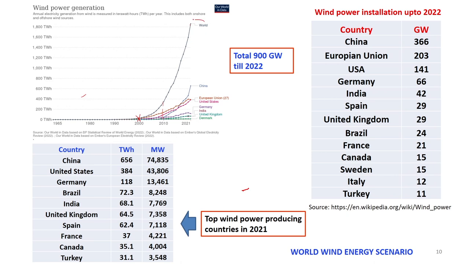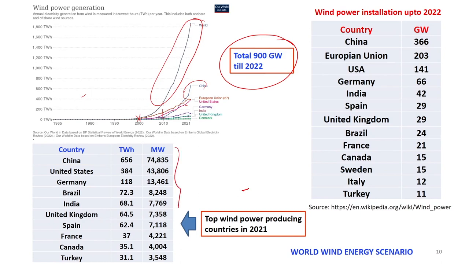So, this is the world wind energy generation, and you can see this part is China, followed by European Union, United States, Germany, India, UK and Denmark. So far, if we see a total of 900 gigawatt of energy has been generated from wind energy. So, that much of installation is already there in the globe.